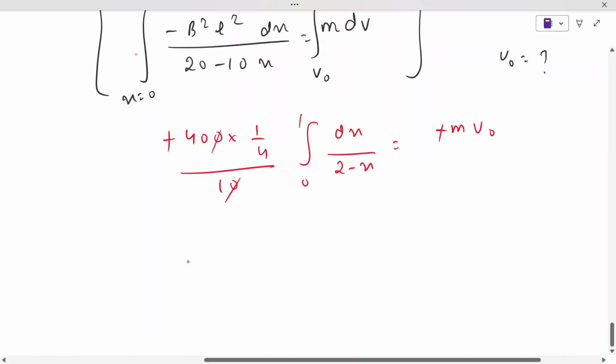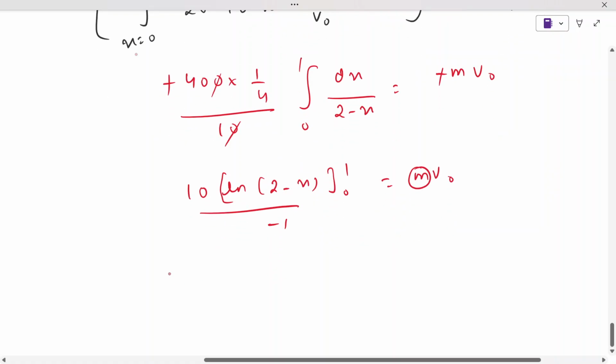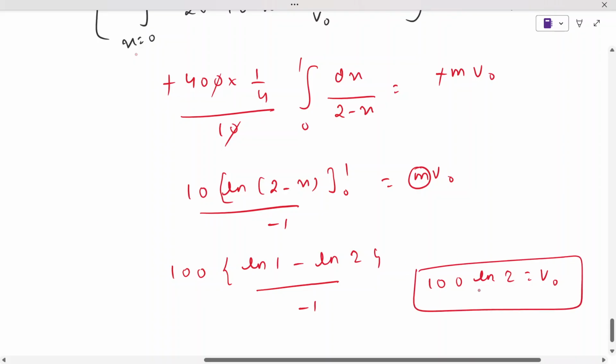So it is 10 times the log of (2 minus x) from 0 to 1, equal to m v naught, and mass is 100 grams, that is 0.1. So it is like 100 with the negative sign, ln 1 minus ln 2, with the negative sign. That becomes 100 ln 2 as the v naught value. Then v naught is 0.7, so v naught will come out to be 70 meter per second. Got it?